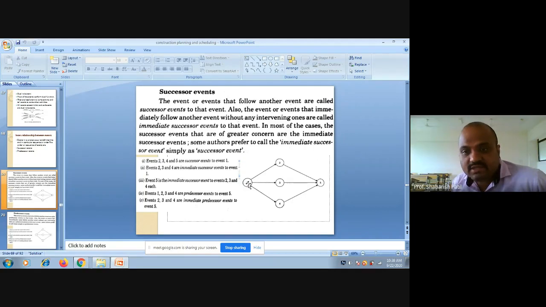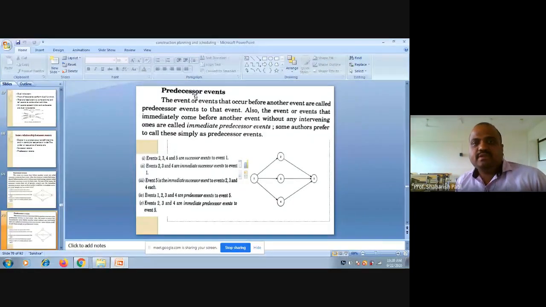Why I am telling you this is, even event 5 is a successor event to 1, but event 5 is not an immediate successor. Those events which come just after this particular event are called immediate successors. Okay, so 2, 3, 4 are immediate successors of event 1. Now, as far as 5 is considered, 5 is an immediate successor for events 2, 3, 4. Event 5 is the immediate successor to events 2, 3, and 4. Okay, this is about successor events.